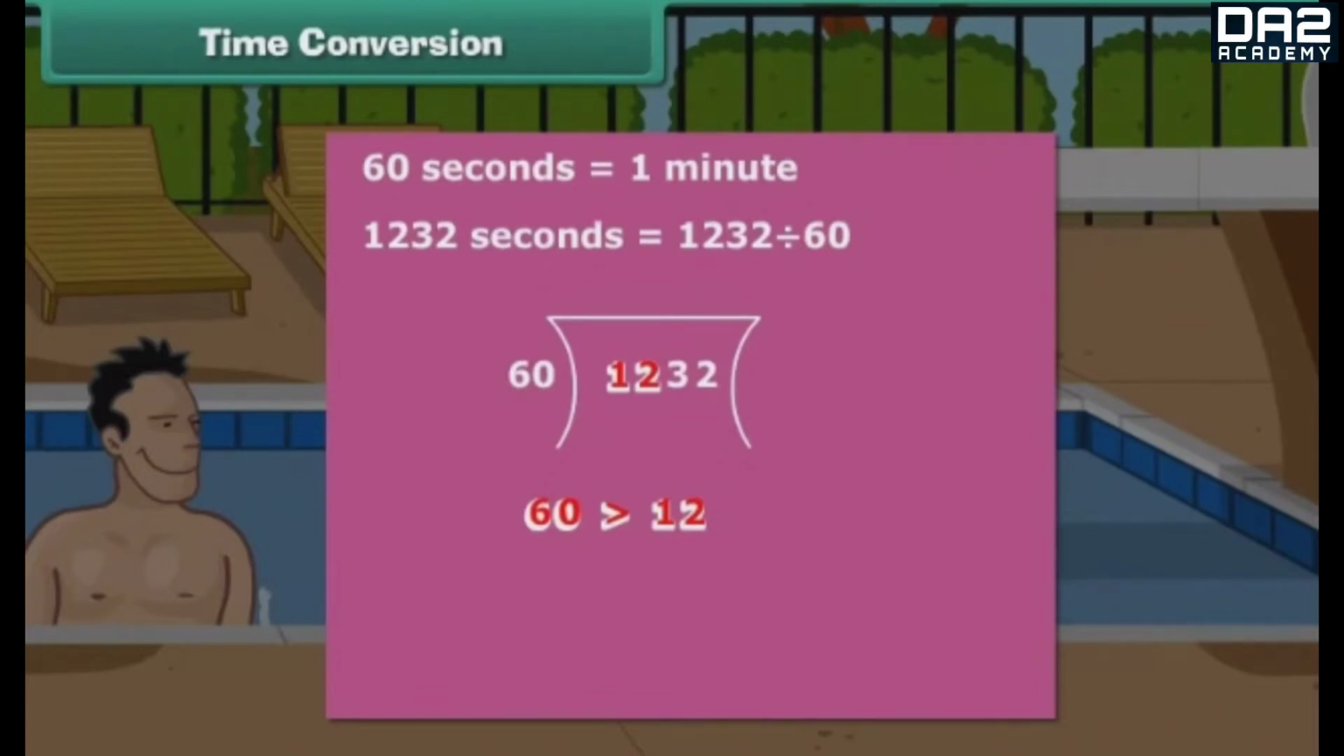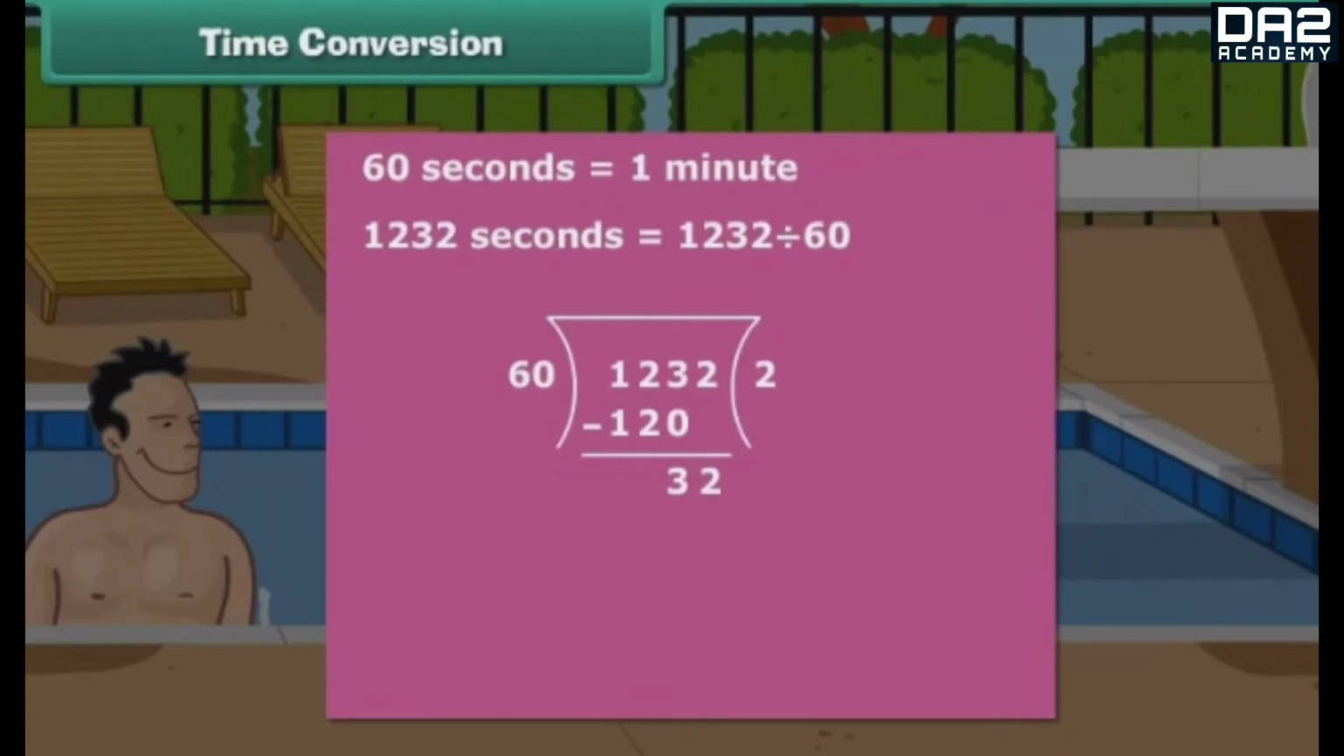12 is too small to hold 60. Now consider the first 3 digits together. 1, 2, 3. 123 is big enough to hold 2 times 60, that is 120. Therefore, write 2 on the right and 120 beneath 123. Subtract and write the difference 3 below. Bring 2 down. The new number formed is 32.